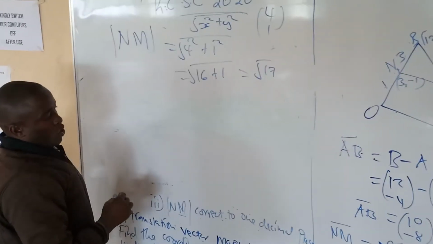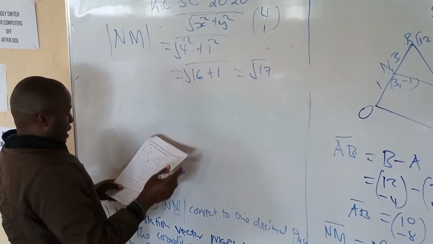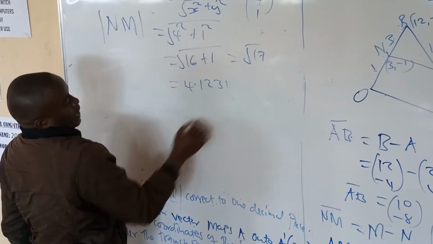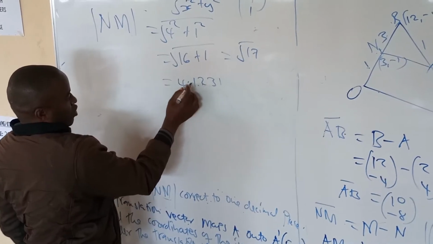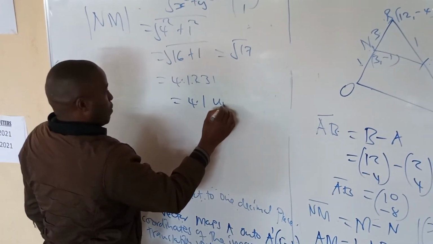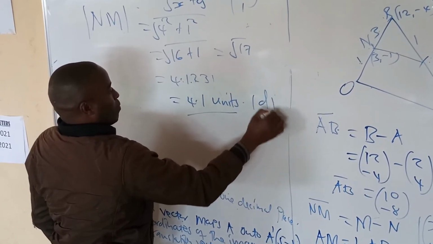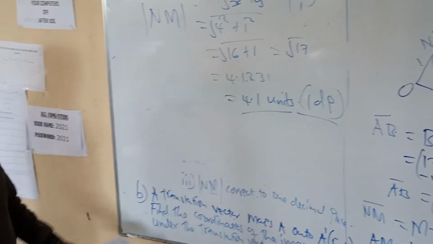Because you are told to give 1 decimal place, you find the square root of 17, you get 4.1231. So to 1 decimal place, you look at the next digit, you find it cannot change it, so it will be equal to 4.1 units, because you are not given the units. That is the 1 decimal place. So that is what you're supposed to do. Then the next question is part B.